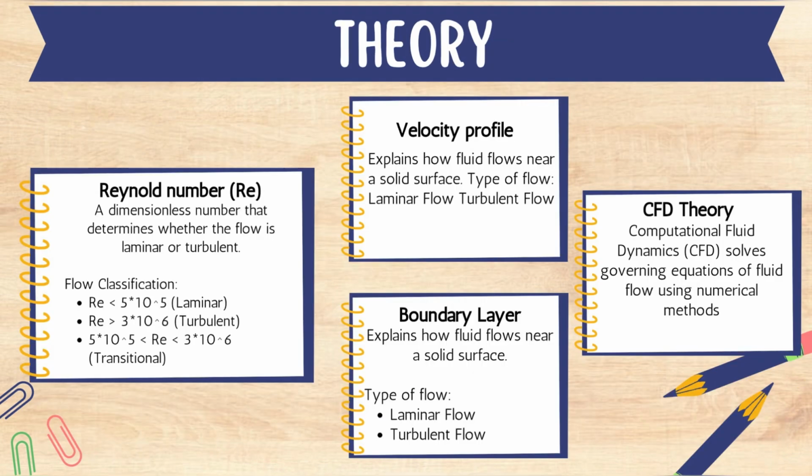Let's begin by exploring some fundamental concepts of fluid mechanics. The Reynolds number. The Reynolds number is a dimensionless value that determines the flow type. If the Reynolds number is below 5 times 10 to the power of 5, the flow is laminar, smooth and predictable. If the Reynolds number is above 3 times 10 to the power of 6, it's turbulent with chaotic motion. In between, the flow is transitional, moving between the two.